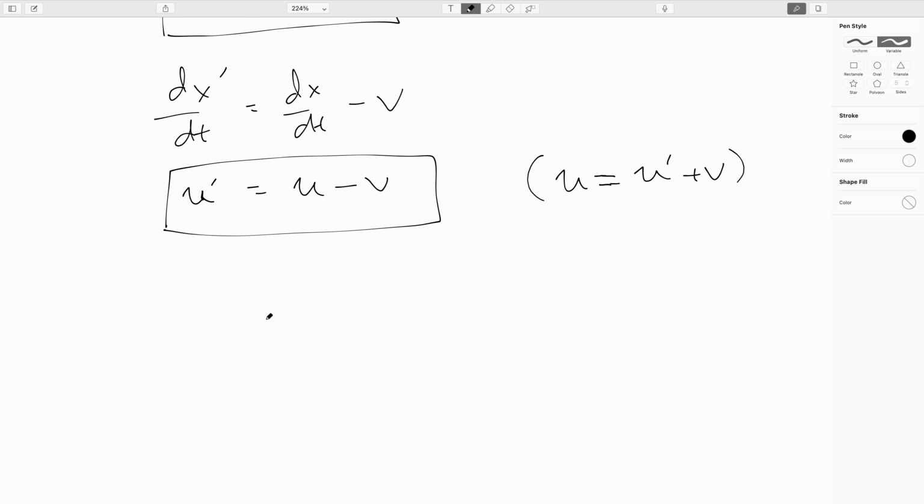If we differentiate this one more time, here we'll have du prime/dt. Here I'll have du/dt. And since v is a constant, the derivative of a constant is just 0, so we're done. So the acceleration of the ball as measured by both observers is the same.